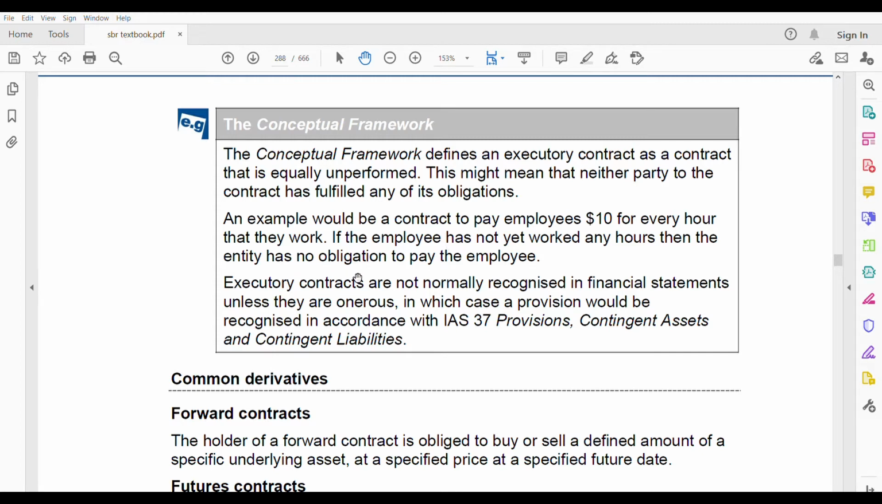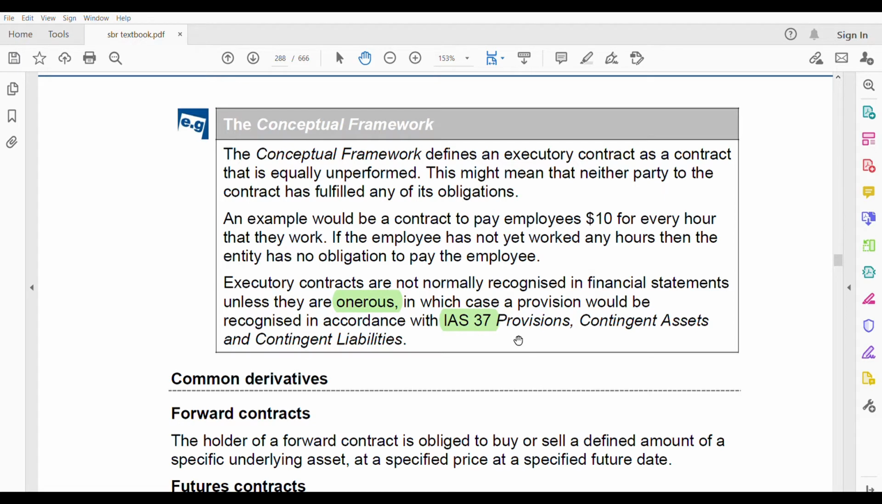Executory contracts are not normally recognized in financial statements unless they are onerous, in which case a provision should be recognized. So normally they are not recognized, but if they are onerous, then you have to recognize a provision according to IAS 37. This term is explained in detail under IAS 37.